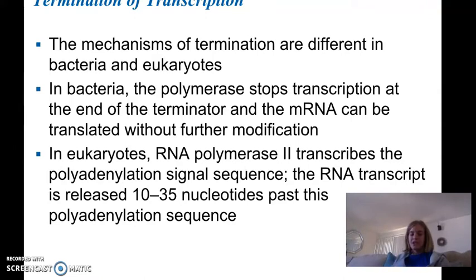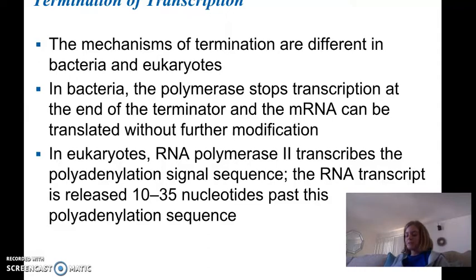Once we get to termination, this is where the 2 types of cells deviate paths. So we're going to talk about bacteria first and then eukaryotes. In bacteria, remember, they have a sequence known as the terminator, and that's the sign for RNA polymerase to stop. Transcription will continue until it hits the terminator sequence. The terminator sequence gets transcribed. That's the signal for it to stop. The RNA polymerase detaches from the DNA and it releases the transcript.